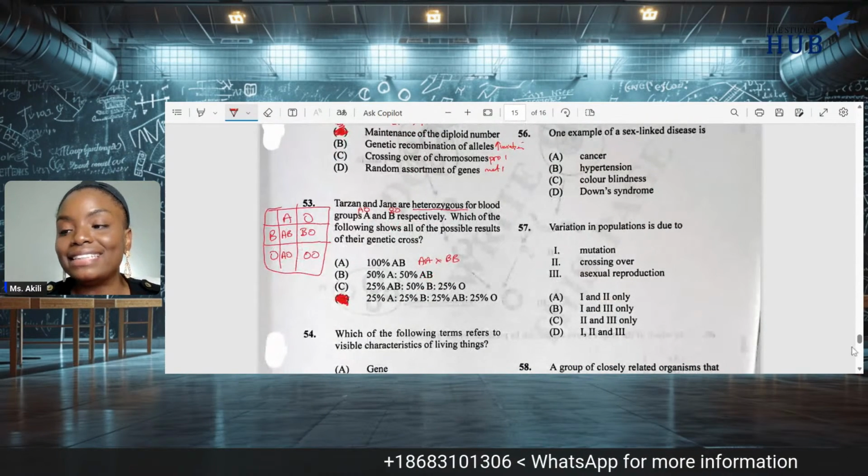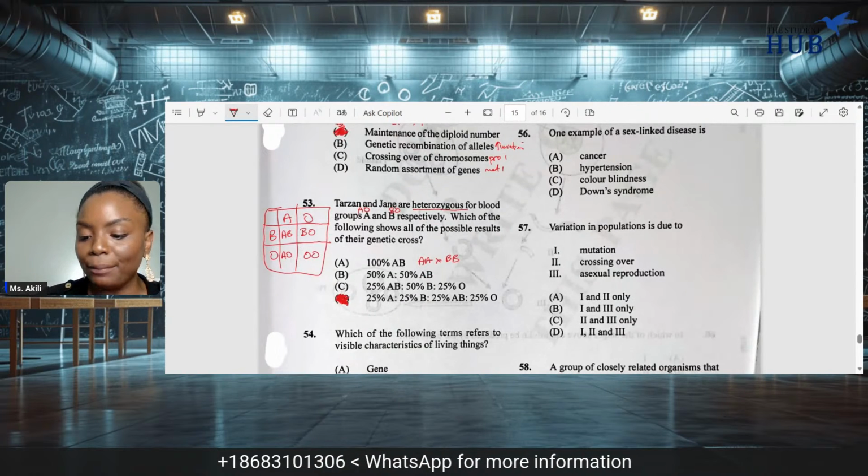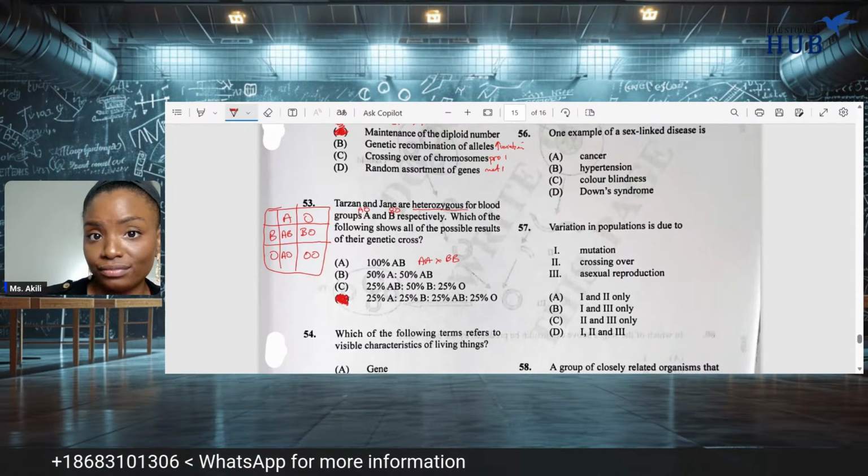One example of a sex-linked disease is it cancer, hypertension, color blindness, or Down syndrome?